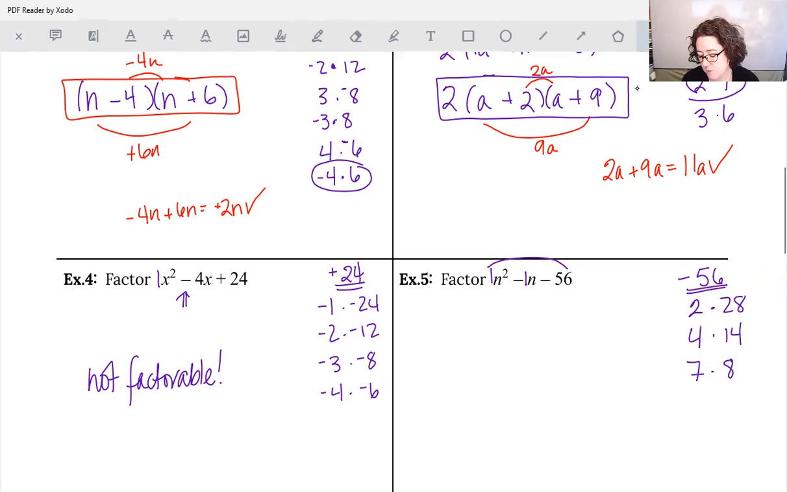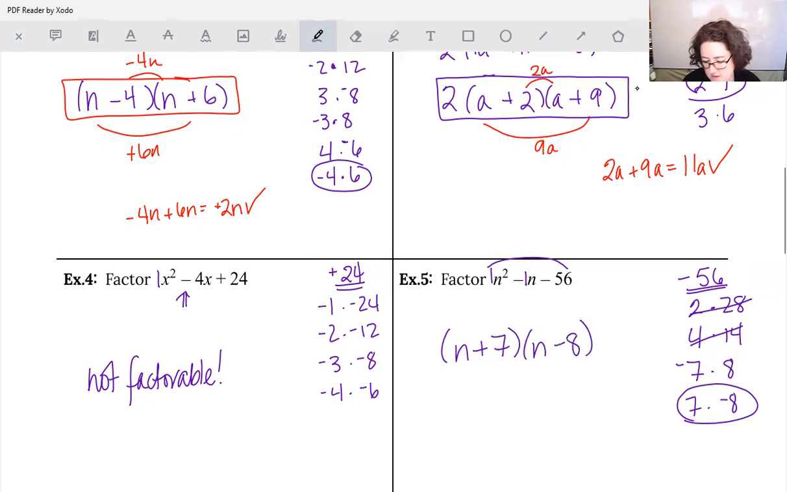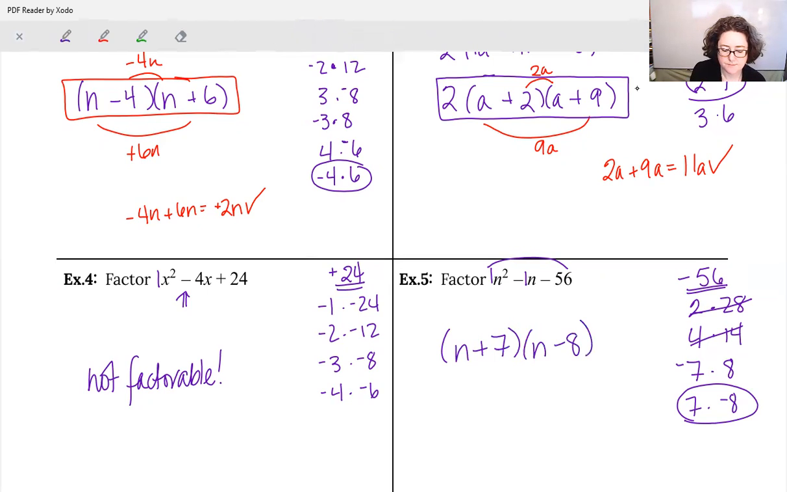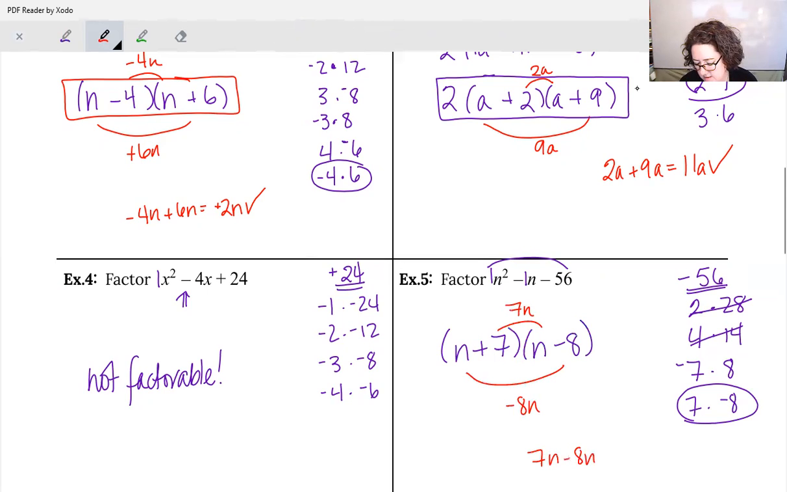Again, we need to make sure that we've got one positive, one negative. So our options are -7 times 8 or 7 times -8. The only one that, when we add them, makes that -1 for the middle term would be 7 times -8, or 7n plus -8. And so those are going to be our factors: n plus 7 and n minus 8. And again, we can double check those. The middle term is positive 7n, the other term is -8n, and 7n minus 8n equals the -1n that we were looking for.